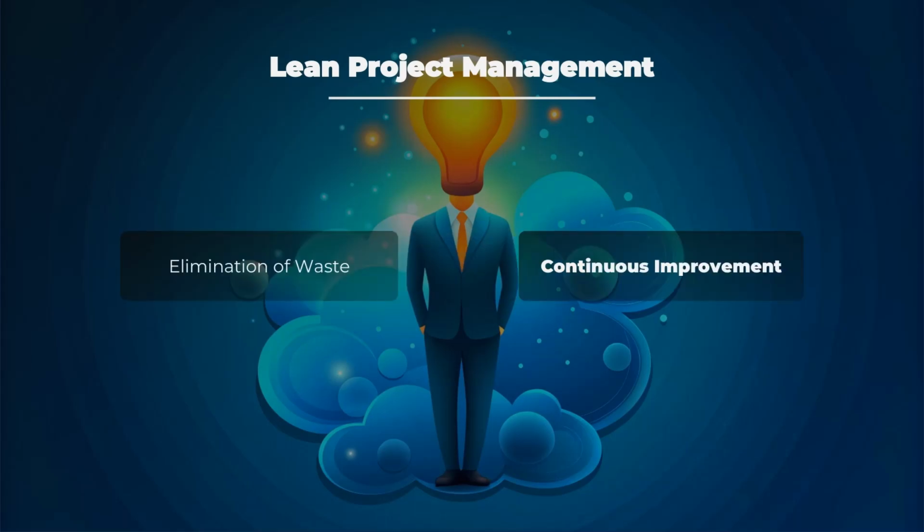Continuous improvement. Lean project management promotes a culture of continuous improvement known as Kaizen. Teams are encouraged to regularly review processes, identify opportunities for improvement, and implement incremental changes. This iterative approach ensures that projects are continually improved for greater efficiency and effectiveness.